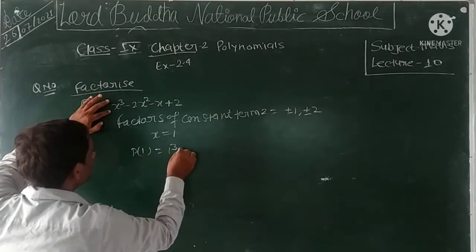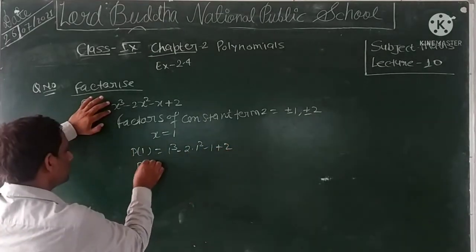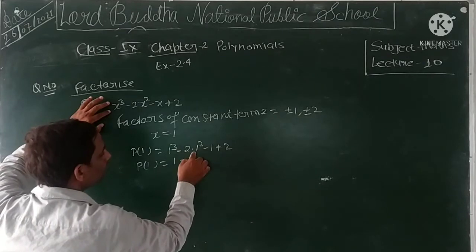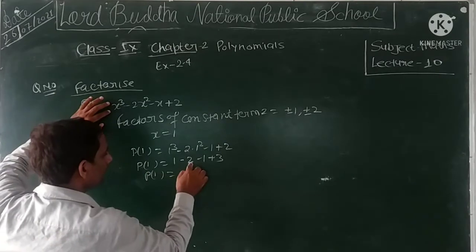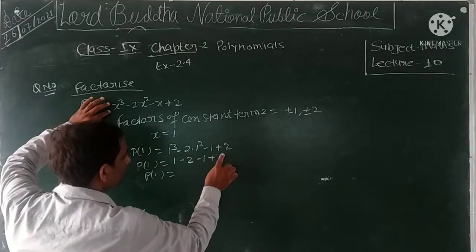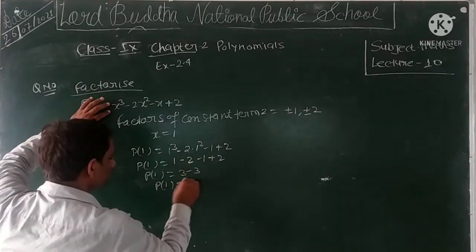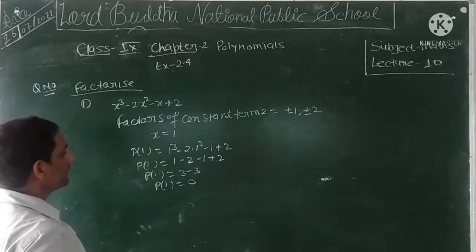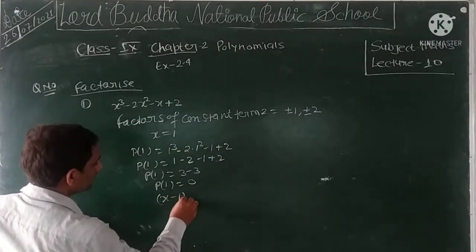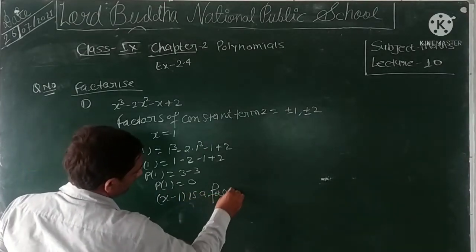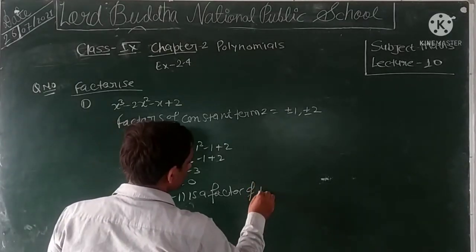Now take P1 equal to 1 power 3 minus 2 into 1 square minus 1 plus 2. So P1 equal to 1 minus 2 minus 1 plus 2. We see that minus 2 minus 1 is minus 3, and 2 plus 1 is 3, 3 minus 3. So P1 equal to 0. Okay. By the factor theorem, if P1 is 0, hence x minus 1 is a factor of Px.